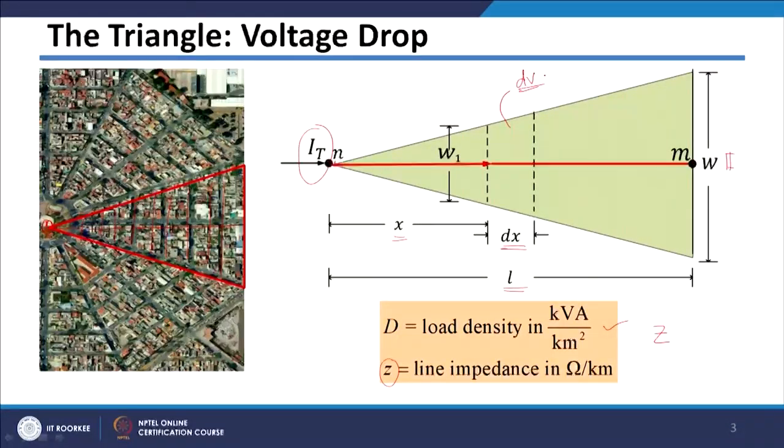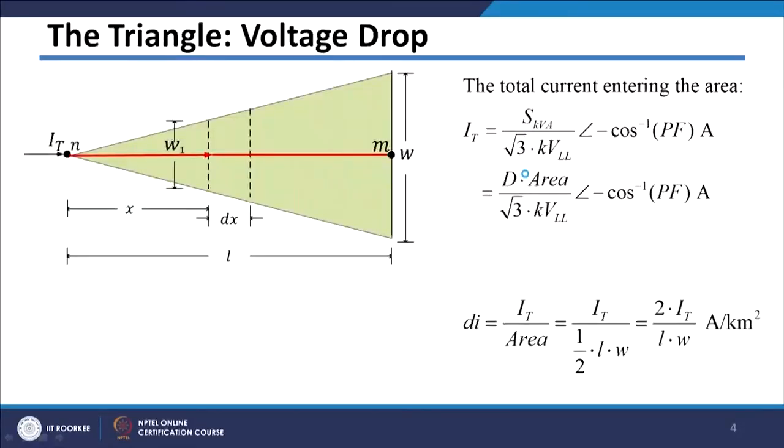After integrating this dV over the length L, we can get the total voltage drop. Similarly, we will calculate the power loss dP in this small strip, and after integrating it from 0 to L, we will get the total power loss. So, let us see the voltage drop first.